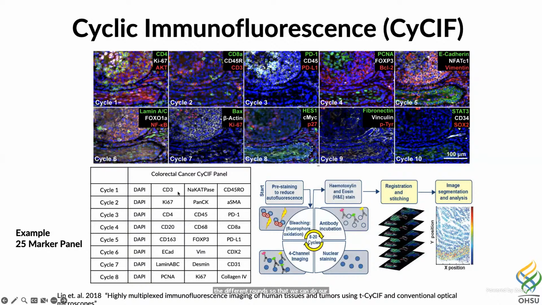But then the other 3 channels are allowed for different markers of protein expression here. And up here, again, is an example of an image of a 10-round cycle of CyCIF with the 3 markers in green, white, and red, and then DAPI in blue.